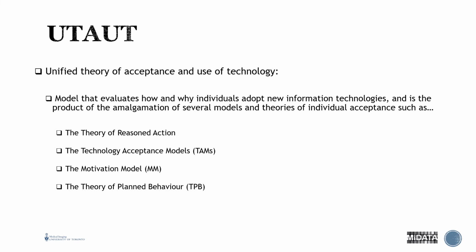So how are we going to assess the acceptance or the uptake of technology? We have the Unified Theory of Acceptance and Use of Technology, UTAUT, maybe we'll call it UTOUT. This is the model that evaluates how and why individuals adopt new information technology, and is the product of the amalgamation of several models and theories of individual acceptance, such as, and these are the four main ones, the theory of reasoned action, the technology acceptance model, the motivation model, and the theory of planned behavior.